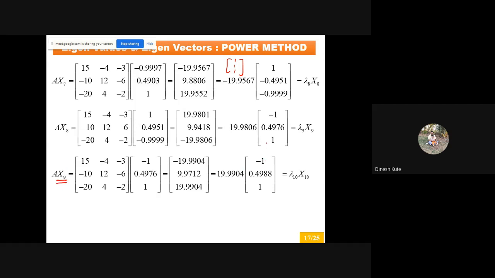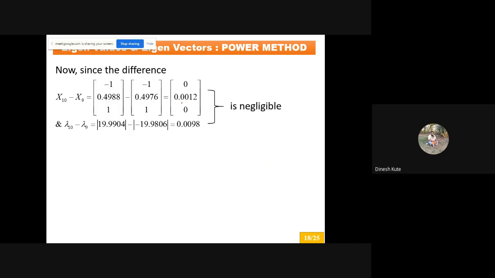Now you can see the difference here. Minus 1 exactly equal. Correct? It is 0.49, it is 0.49. So very close. The values 76 and 88 are very close. You can stop your iteration here. You can check this difference also. This difference is nearly equal to 0, which is negligible.